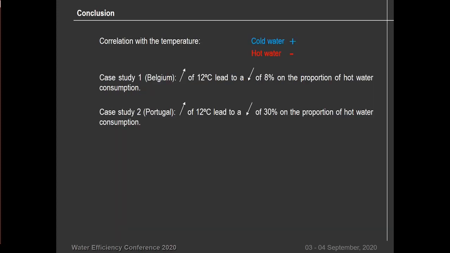So in both, it is observed that the cold water consumption has a positive correlation with the temperature, while the hot water is negative. It is also observed that for the Belgian case study, an increase of 12 degrees Celsius in air temperature corresponds to a decrease of 8% in the proportion of hot water consumption, but to a decrease of 30% for the Portuguese case study. This indicates that it is not only the magnitude of temperature variation, but also the range of temperatures driving the hot water consumption.